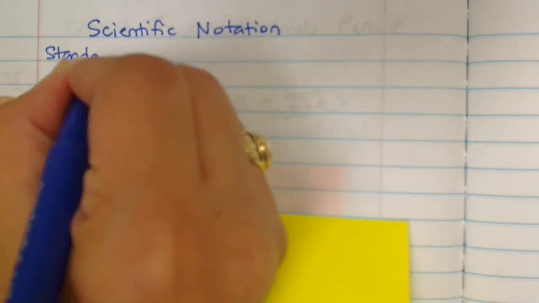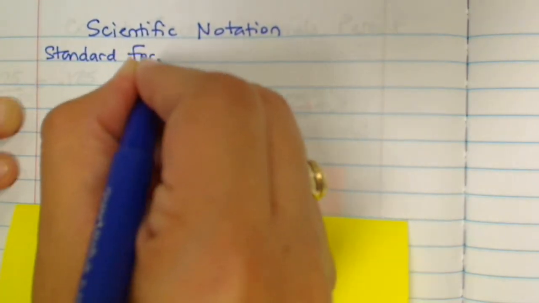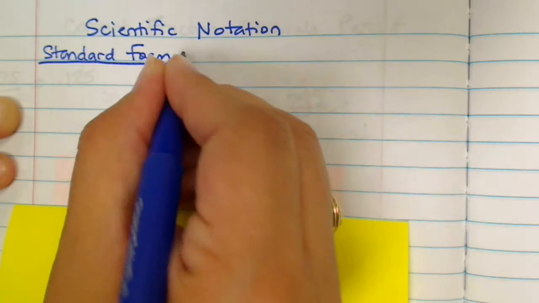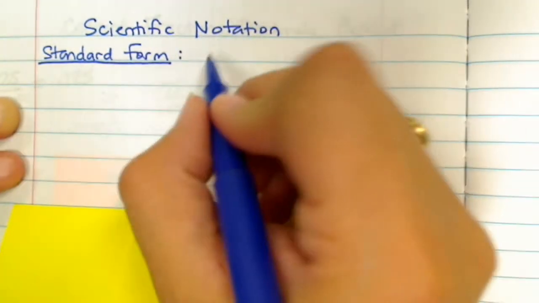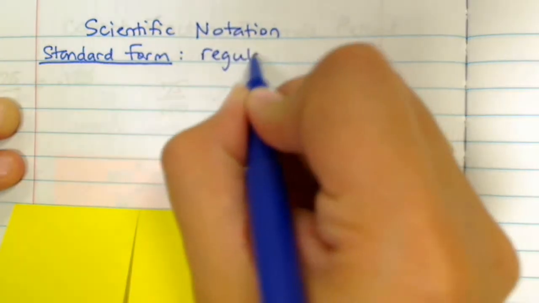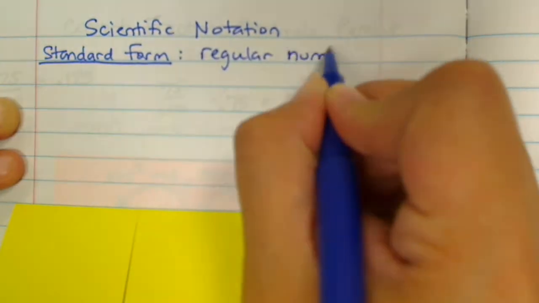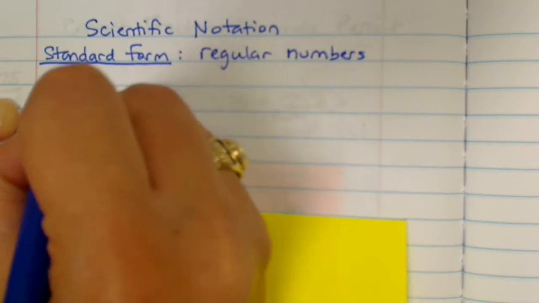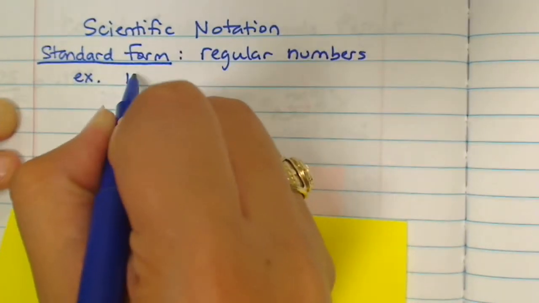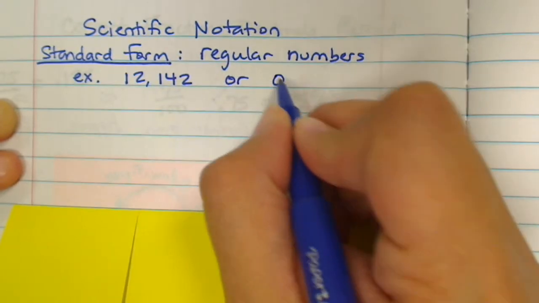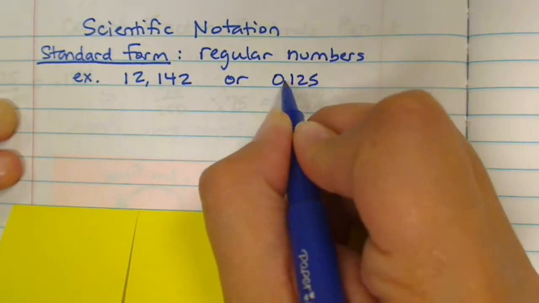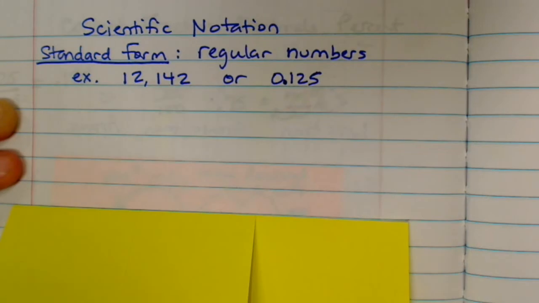The first one is standard form. Go ahead and underline that. Standard form means numbers that we regularly write. So they're just regular numbers. So for example, we have 12,142 or 0.125 or 125 thousandths. Those are regular numbers. That's how we just write numbers every day.